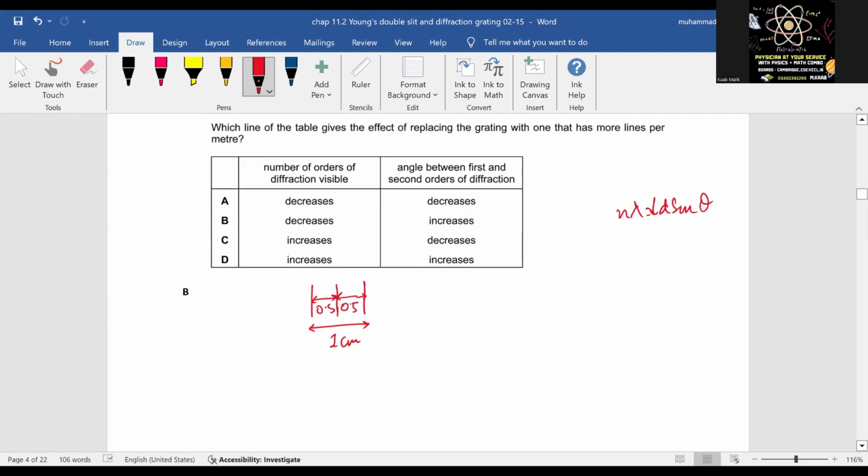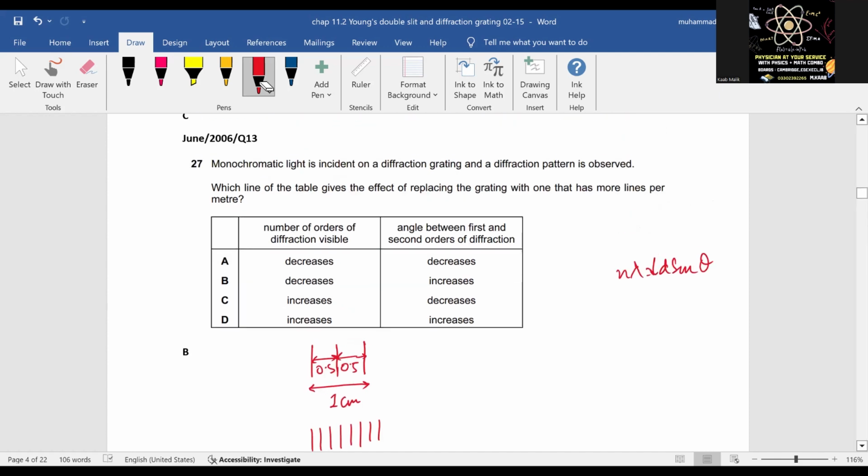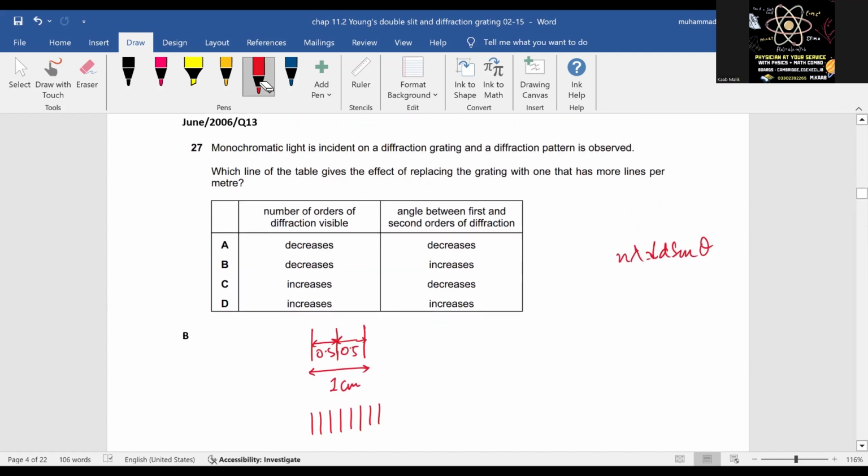But if you increase the number of lines from 3 to, let's say, 10, in the same distance of 1 centimeter, the distance between two slits is going to be 0.1. So if you replace the grating with one with more lines, you are actually decreasing your d. So n lambda over sine theta is equal to d. Now, the number of orders of diffraction visible: d is directly proportional to n, the order number, and d is inversely proportional to the angle.